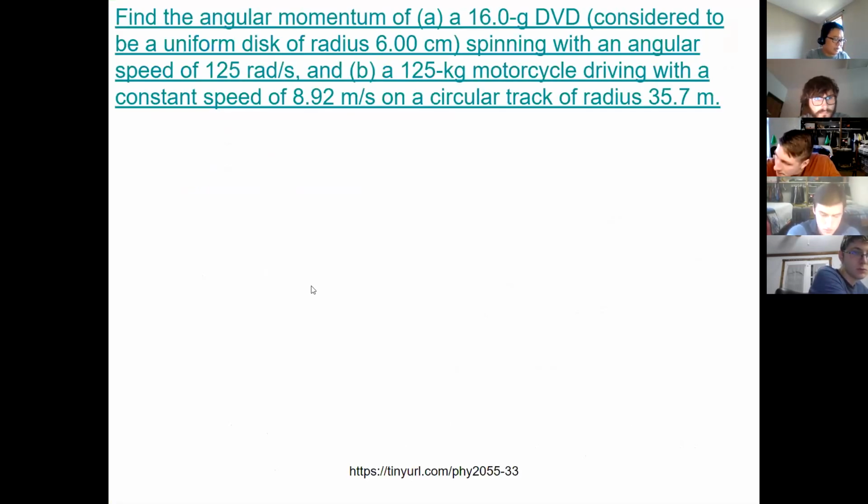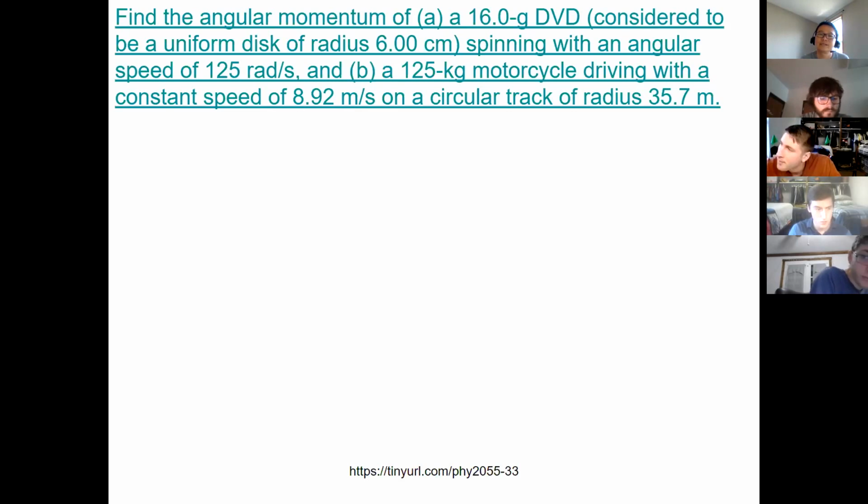All right, so we'll take a look at one quick example. I think this one should be easy. Find the angular momentum of A, a 16.0 gram DVD considered to be a uniform disk of radius 6.00 centimeters spinning with an angular speed of 125 radians per second. And B, a 125 kilogram motorcycle driving with a constant speed of 8.92 meters per second on a circular track of radius 35.7 meters.